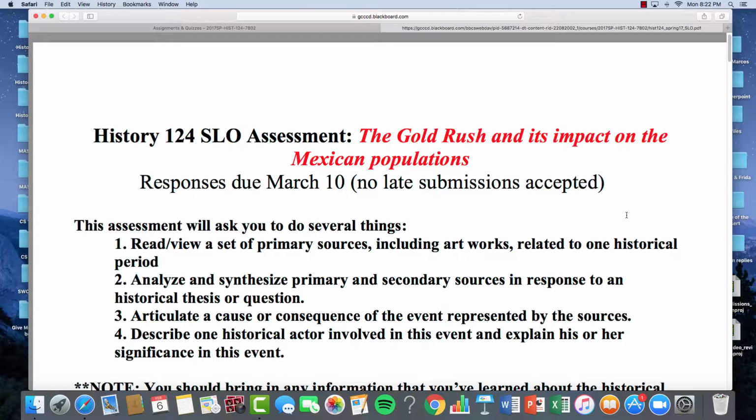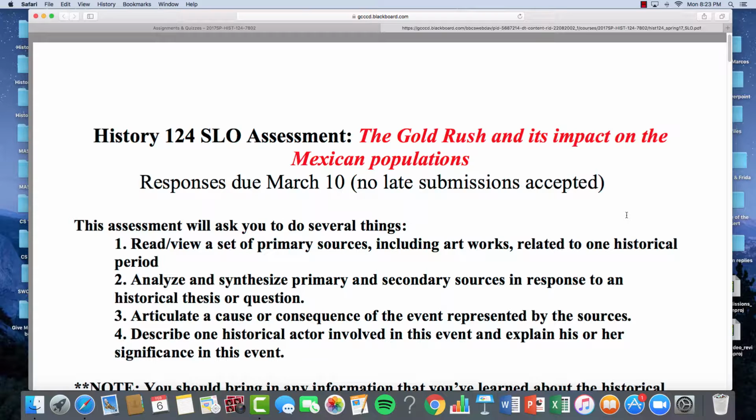So that's the first thing you need to do. The second thing is to analyze and synthesize these sources and respond to a historical thesis or a question. In other words, how do these sources prove or disprove a thesis statement or a thesis question? And I'll show what that question is in just a second. So in other words, part 2 is where you're first going to be writing something, writing an answer.